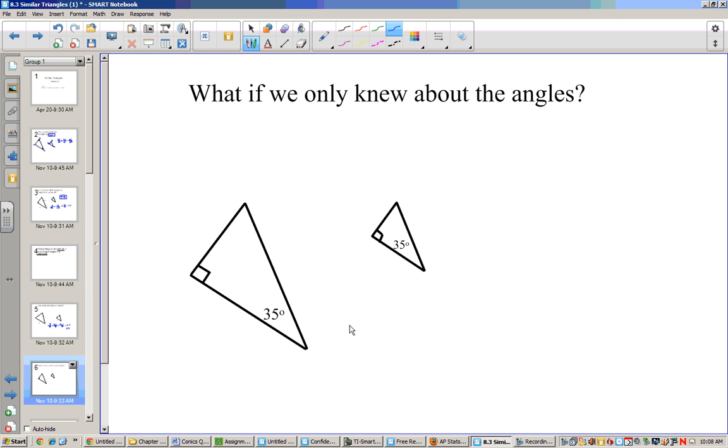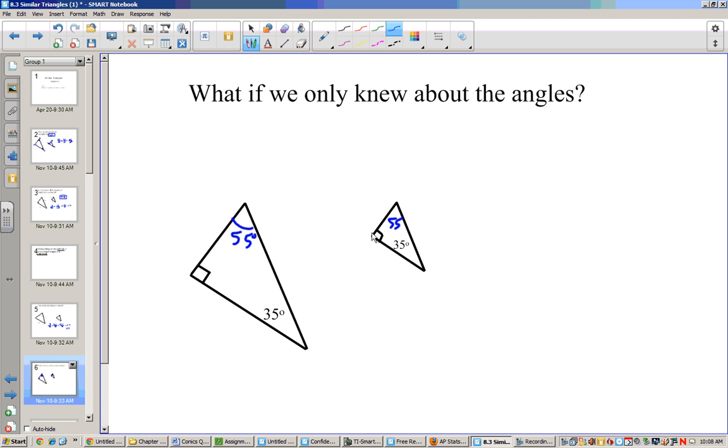All right, now what if we just knew two angles? If I take these two angles, first off, am I able to find this angle? Hopefully you said yes, because all three angles add up to 180. 180 minus 90 is 90. Subtract 35. That would be 90 minus 35, which should give us 55. If we do the same thing here, 90 plus 35, subtract from 180, we'd also get 55.